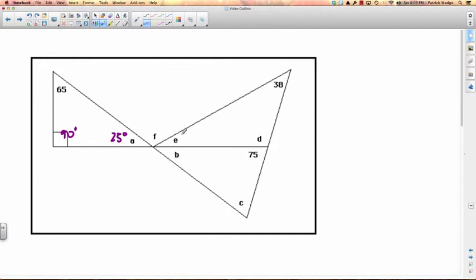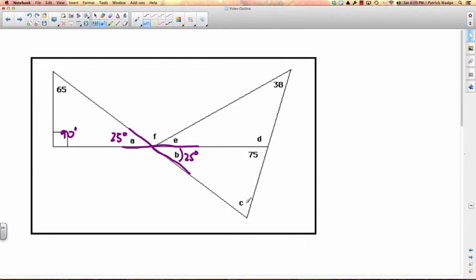Okay, do you see which angle you're going to have to get next? There's an angle that's vertically opposite to this A. Look at the lines that make up A. This line and this line. Hey, those also make up B. So B is vertically opposite from A, so this is 25 degrees as well.